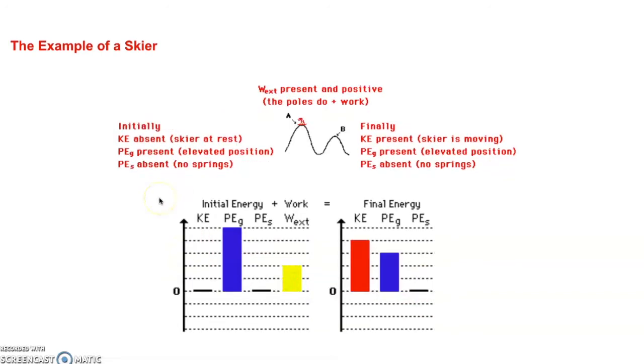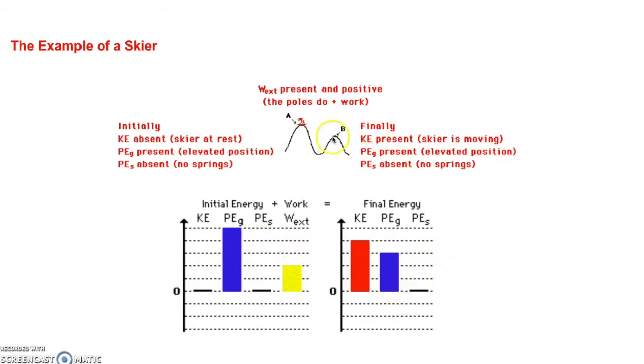Okay, so here's our downhill skier. At the top, we have no kinetic. We have potential due to gravity because we're elevated, and we have no springs. Now, work is present because there are poles doing work, so we're going to use the poles to get ourselves down the hill. So we're going to add a little bit of work to this. So we go 1, 2, 3, 4, 5, 6, 7. So we're at positive 7 on the left, which means we have to be positive 7 on the right.